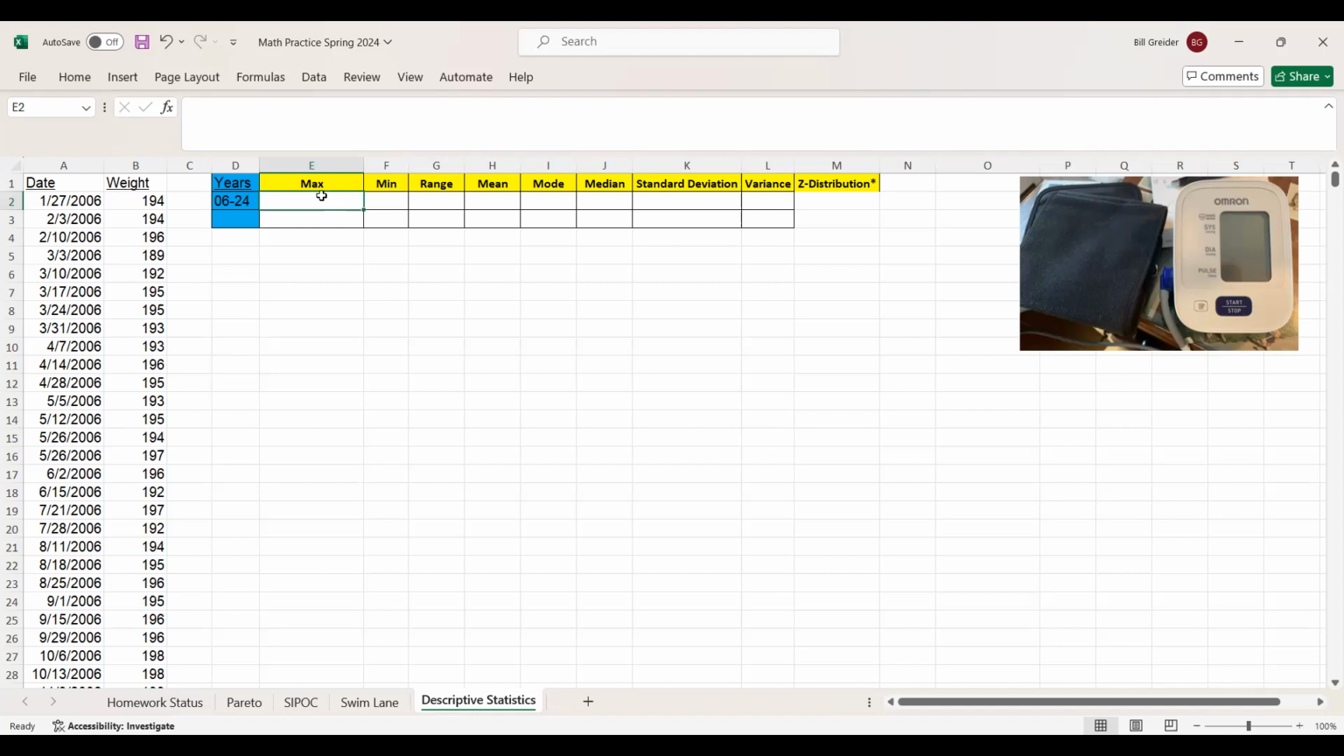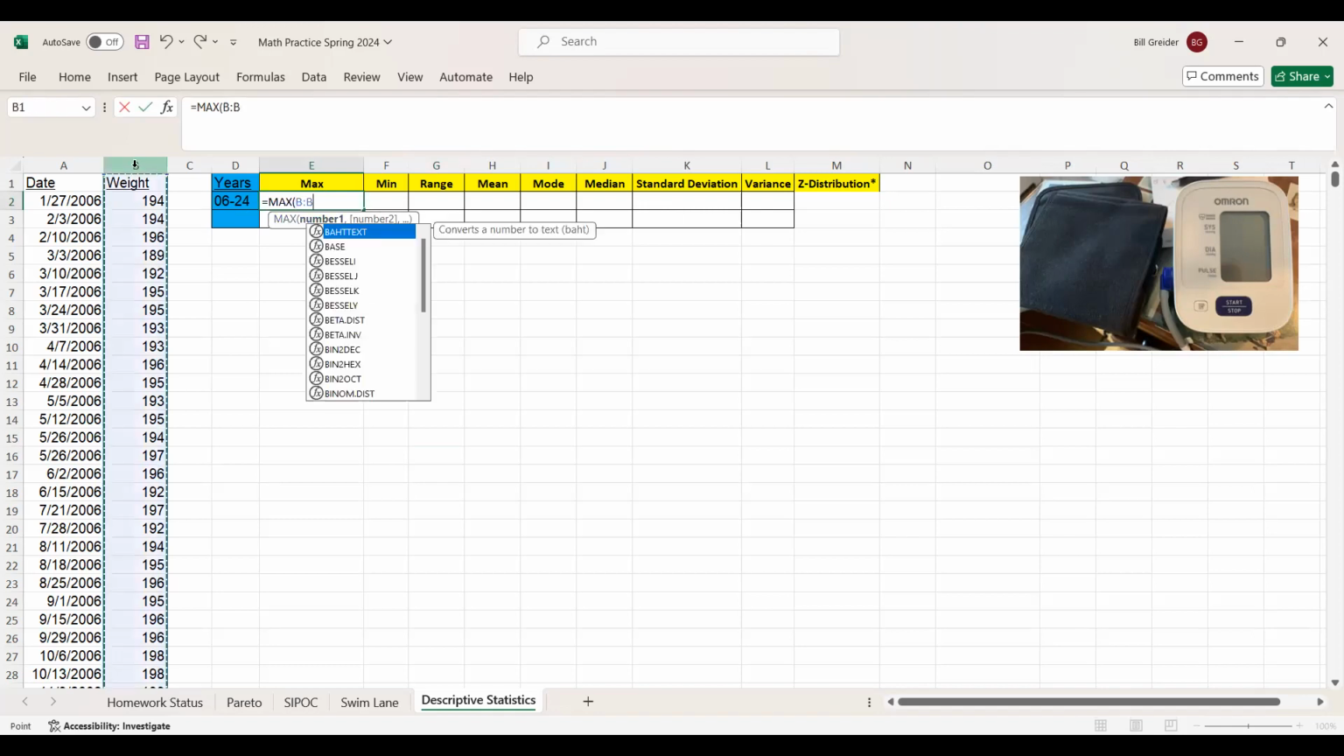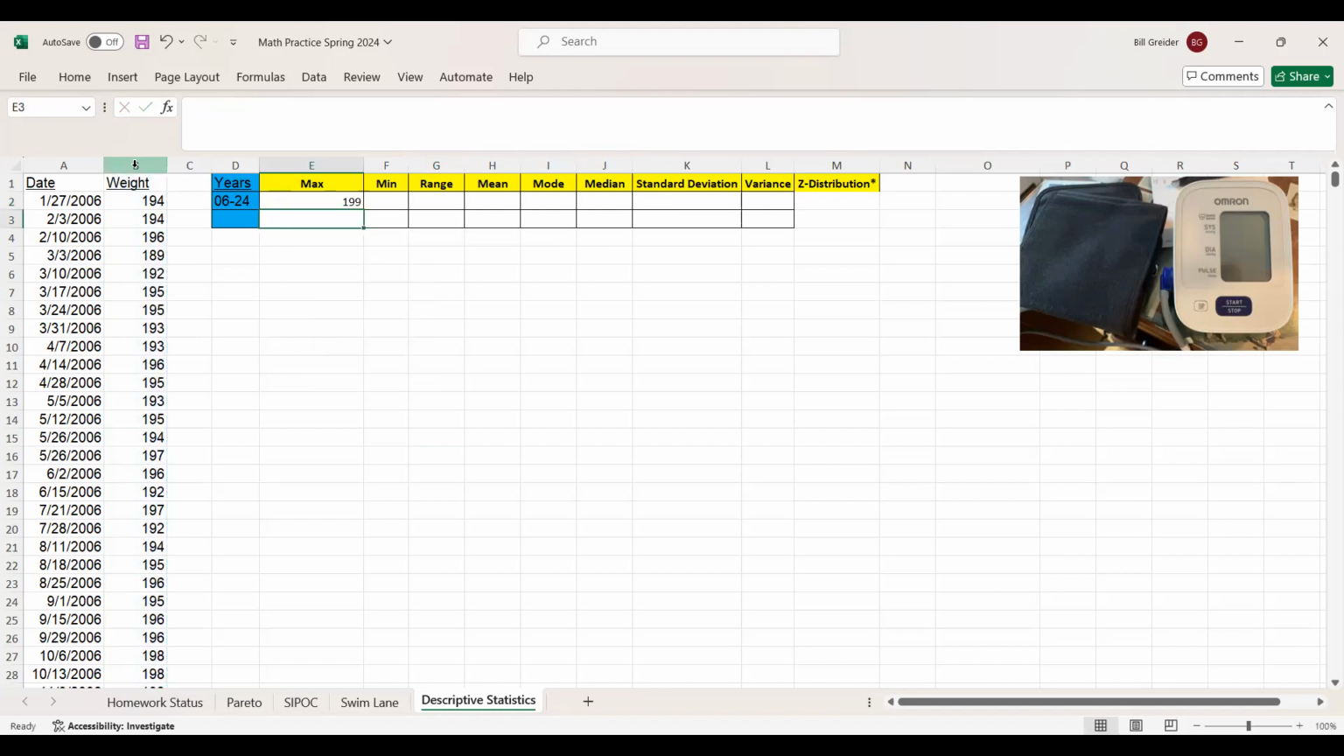But largely, anytime I want to start a function in Excel, I hit equals. And in this case, I think I'm going to type in max. And there's the first one that pops up, double click it. And then it's asking me for some data. So I'm just going to take the whole column and highlight it. And the fattest I've ever been since I've been measuring is 199 pounds. At 5'9", that's Michelin Man material. Minimum on the field on TV, even worse.